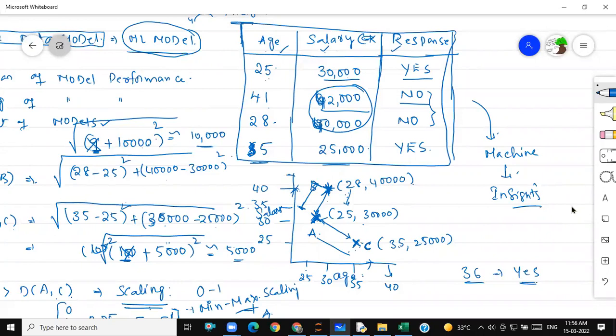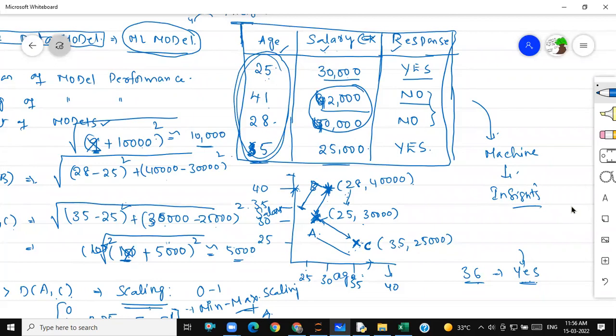How will it come to know whether it is predicting yes if the age is 36? Because I studied my past customers' ages. You need not study the data. You just give the data to the machine. The machine is going to be studying the data.